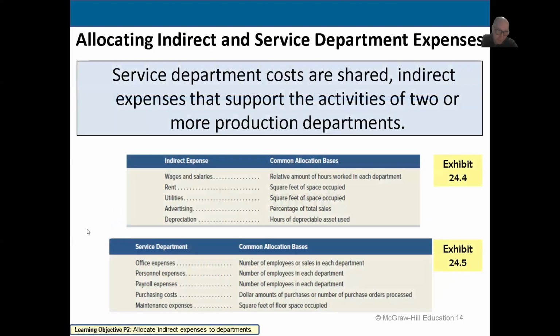Let me show you how it works, after I talk about service departments, of course. Service departments are the departments that benefit all of the other departments.